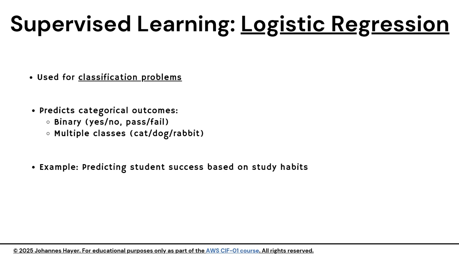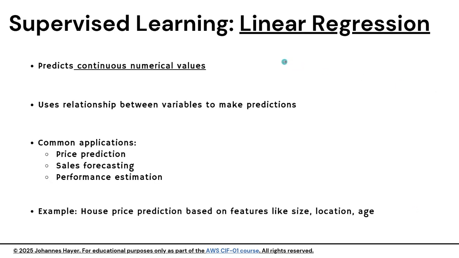But logistic regression isn't limited to just two categories. In multiple class classification, it can handle several categories, like classifying animals into cats, dogs, or rabbits. And the key is that we need labeled training data to teach the model what the correct classification should be. Then we have linear regression.